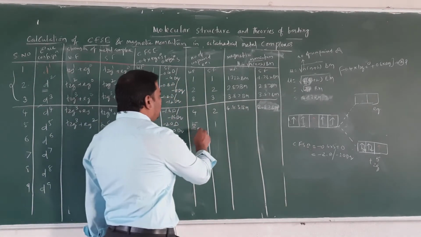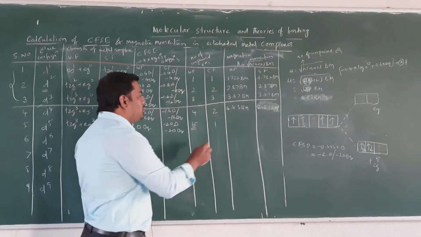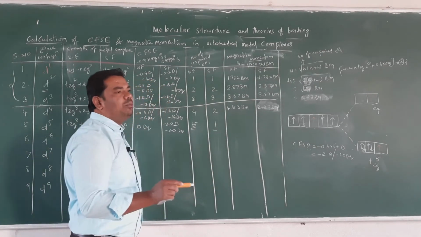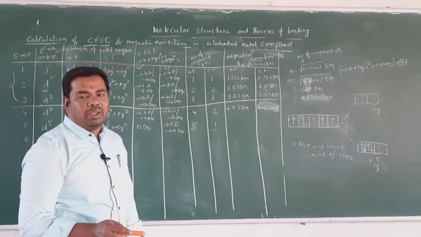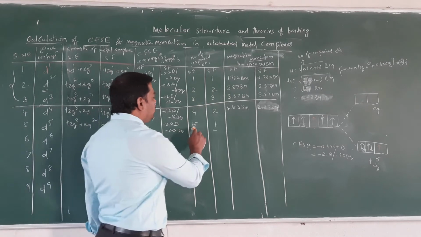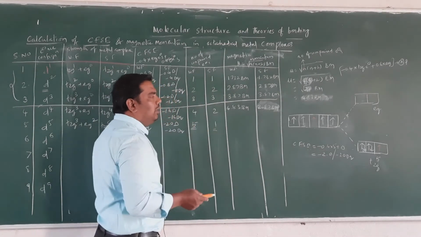But when we study the practical evidence of some of the metal complexes, they show only 1.732 magnetic moment. It is not showing the 5.87 magnetic moment. Because it depends upon the nature of the field strength of the ligands only.